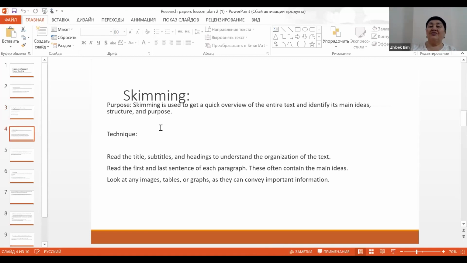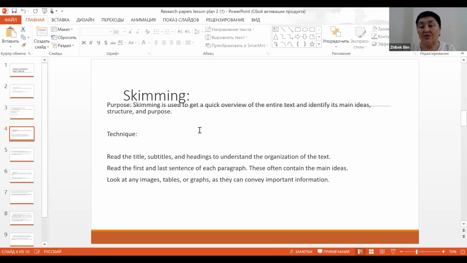Okay, as for skimming, what does skimming mean? When you start the reading, first of all, the purpose of skimming. It is used to get a quick overview of the entire text and identify its main ideas, structure, and purpose.